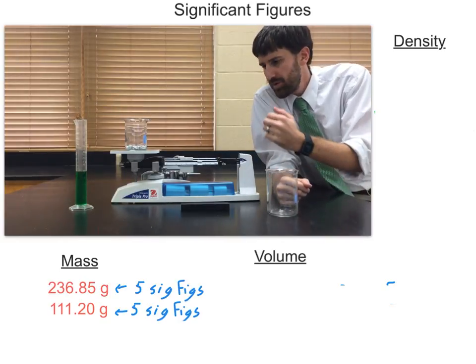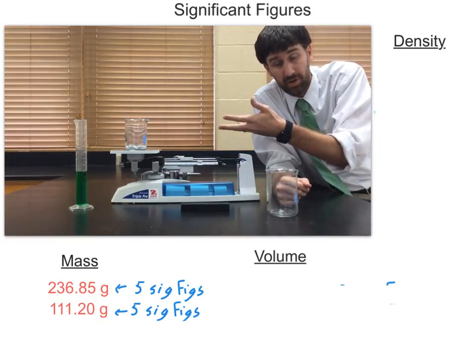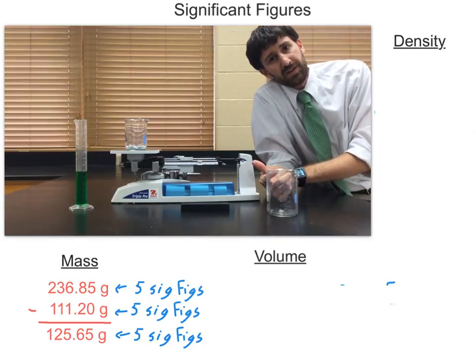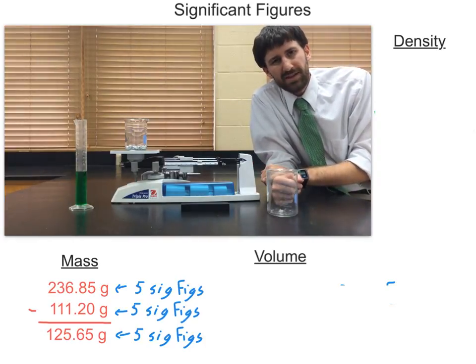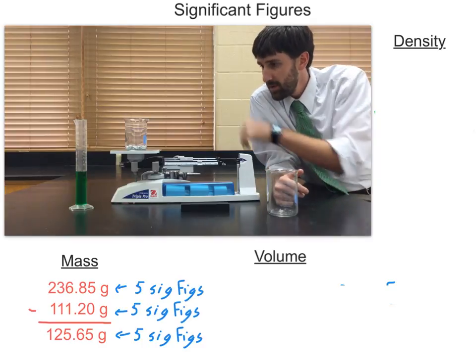That now reads 236.85 grams. So whenever we subtract the two, we need to subtract out the mass of my container from that 236.85. We actually come out with a mass of 125.65 grams. That would be my mass of BBs.